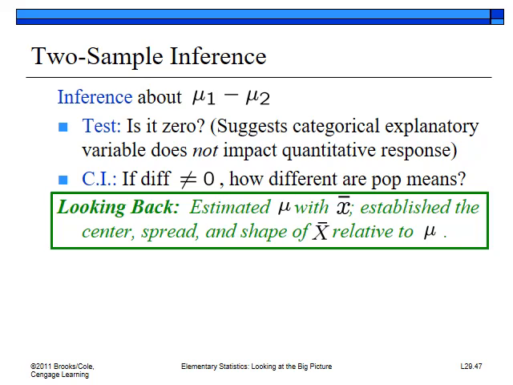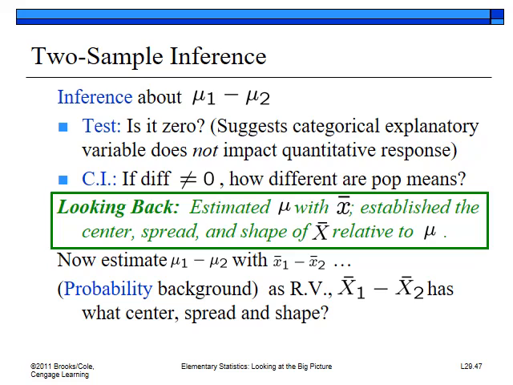Remember, in the past, we estimated the population mean with the sample mean. And then we looked at how the random variable of all sample means is centered, spread, and how it's shaped relative to that population mean. So now what we're going to do in light of what we've done in the past is estimate the difference of the population means with the difference of the sample means. This is a new random variable.